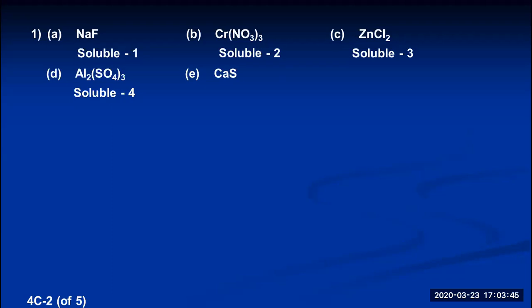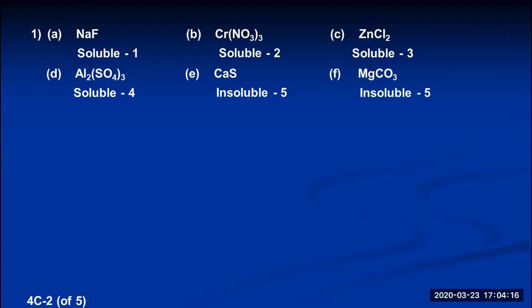E, calcium sulfide. This compound would be insoluble. Rule number 5 states carbonate ions, hydroxide ions, oxalate ions, phosphate ions, and sulfide ions, this is the sulfide ion here, will precipitate with all cations if they're in a solution with them, except for the alkali metal ions or ammonium. So therefore, if sulfide ions are in the same solution with calcium ions, they will form a precipitate, which is a solid.